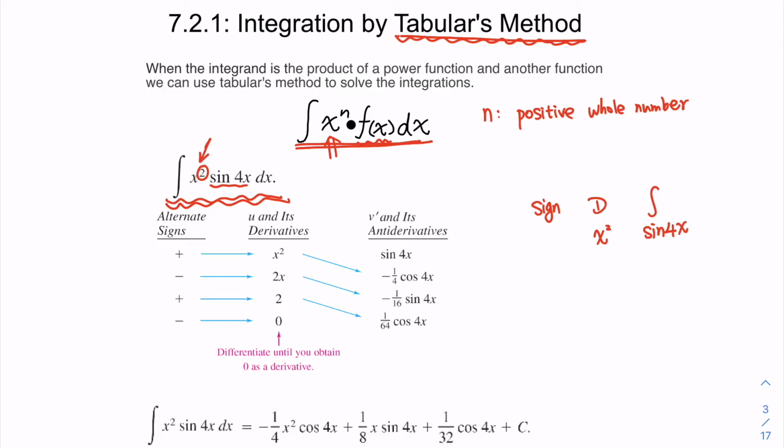Now we are going to follow the second column. We are going to take the derivative of x squared, which gives us 2x. The derivative of 2x gives us 2, and the derivative of 2 gives us 0. We will stop when it reaches 0.